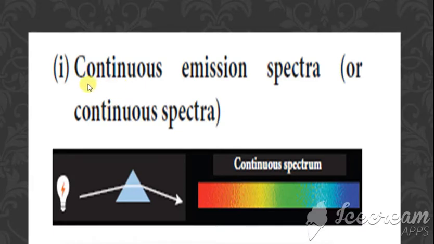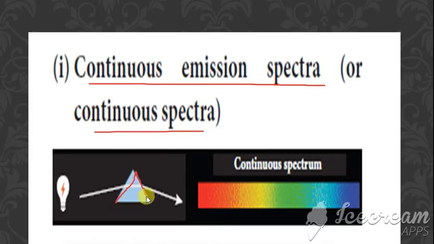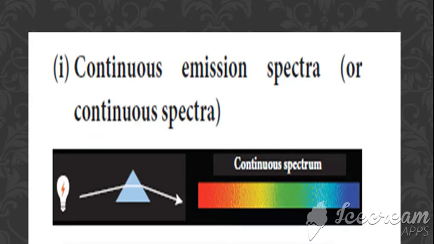First, continuous emission spectra, or continuous spectra. In this we are going to consider a prism. The light from a bulb or arc lamp is made to pass through the prism. When it passes through the prism, at the other end what we get consists of the continuous spectrum. So light from any bulb is made to pass through the prism.